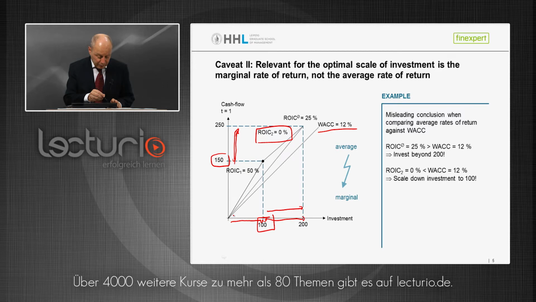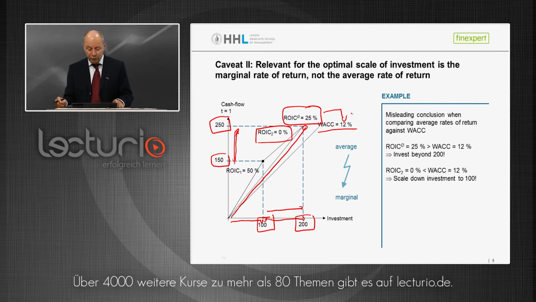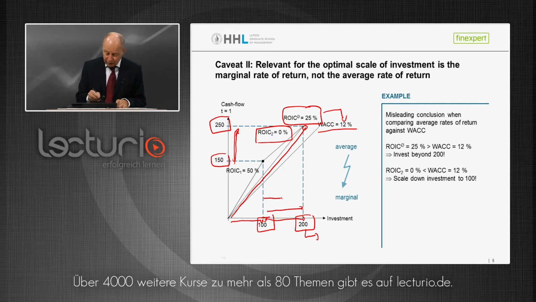If we would base our assumption, however, on the average rate of return, that is 250, our total cash flow, over 200, which is our total investment, then our marginal rate of return would be still 25%. And if we would compare these 25% against the 12% WACC, obviously we even might find it worthwhile to think about another 100 million to be invested beyond the 200, despite the fact that we are already in the red area if we invest more than 100.